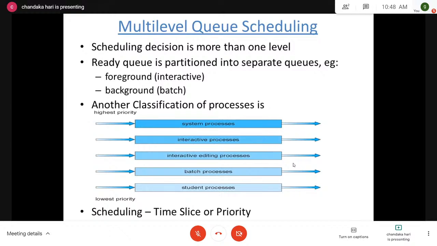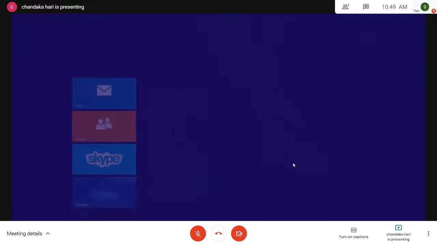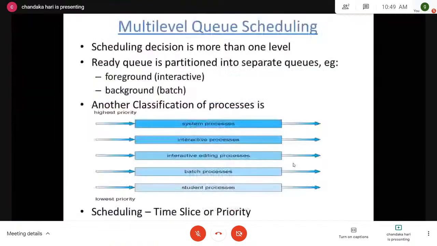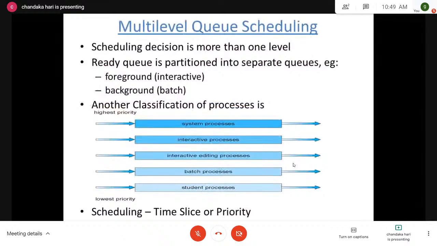Number 1 is the ready queue, which contains the set of all jobs which are waiting for the CPU to continue execution. Number 2, IO queue. Each and every IO device will maintain one queue, which is called the IO queue. And there is also the job queue. There are several kinds of queues.